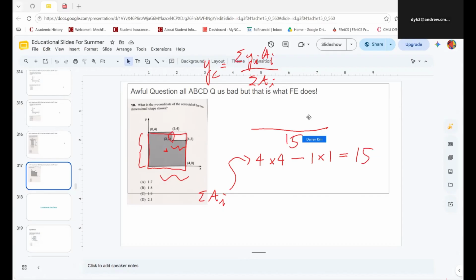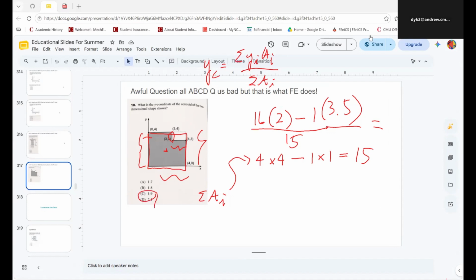And then 16 is going to be the coordinate 2 basically. And then minus 1 multiplied by where this thing is in the y direction, right? That's y in the coordinate frame. It is about 3.5, right? So equals 16 multiplied by 2 minus 3.5, divided by 15, equals 1.9, about C. That is what I get. With that, we're done with this section.